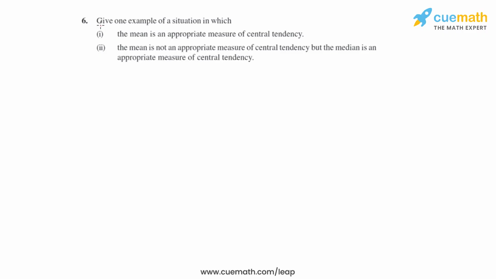Question number 6 says that give one example of a situation in which the mean is an appropriate measure of central tendency. So let's understand in which cases mean is an appropriate measure of central tendency. So mean is an appropriate measure of central tendency in all cases where it is important to take all the observations into consideration, and the data does not have any extreme values.